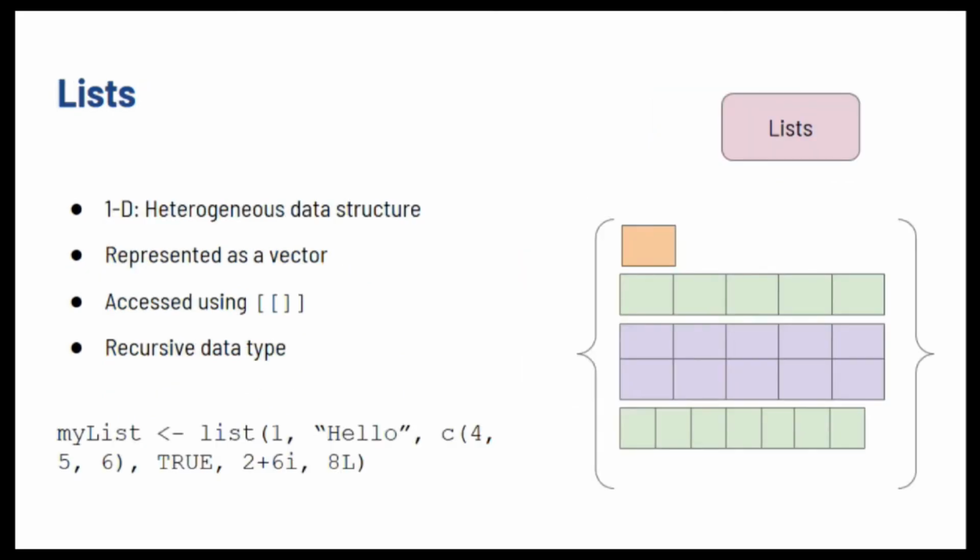Lists are heterogeneous data structures. They are very similar to vectors, except they can store data of different types. Different elements can have different lengths. Items of a list can be accessed using double square brackets. This is a recursive data type, so lists can contain other lists. To create a list, we use the list function.